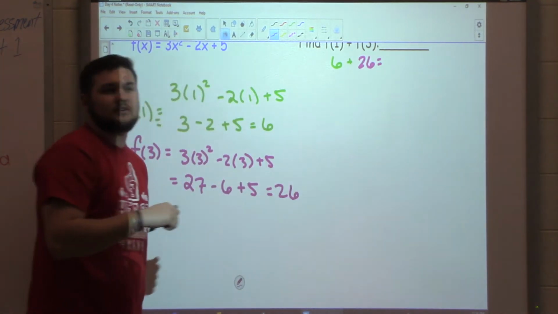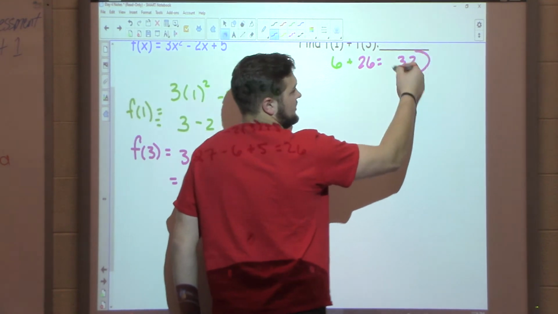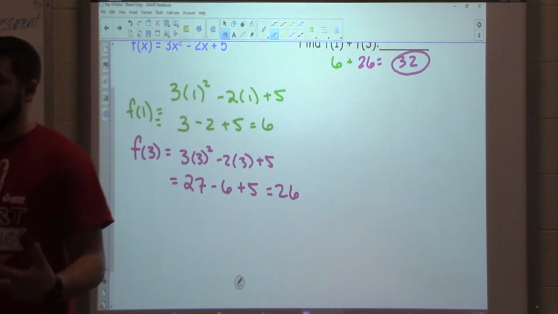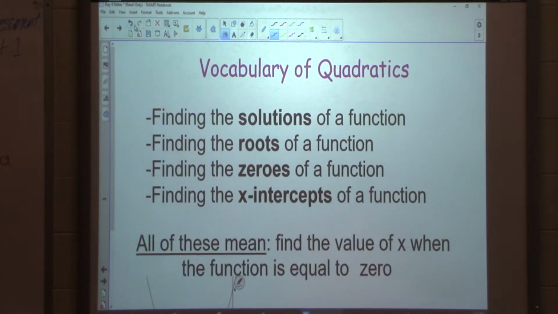I add those together, and what do I get? 32. That's all we're doing when we're evaluating these functions, just like we did before. We did it last unit even. Does that make sense? Do you have any questions on that? All right, I'm going to keep going then. So that's already one thing checked off. 3 to go.